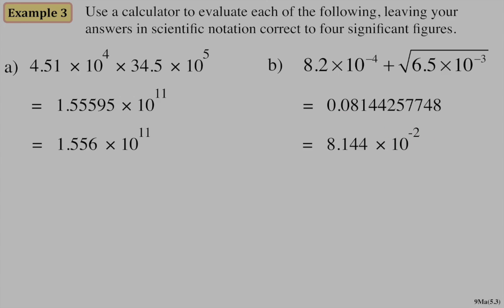Now, when I wrote this, I could have gone like this, 8.144257748 times 10 to the power of negative 2, but I've gone straight to looking at only the first 4 digits. The next one is a 2, so it's not going to round up. So you can see why the answer is 8.144 times 10 to the power of minus 2. That's 4 significant figures using scientific notation.